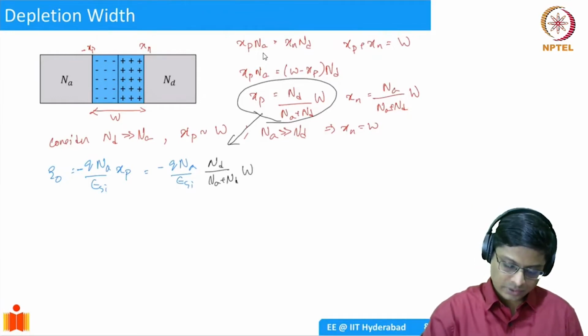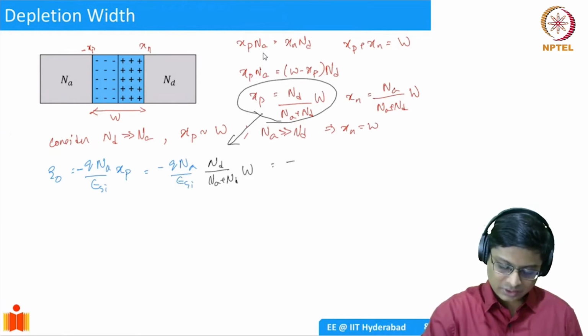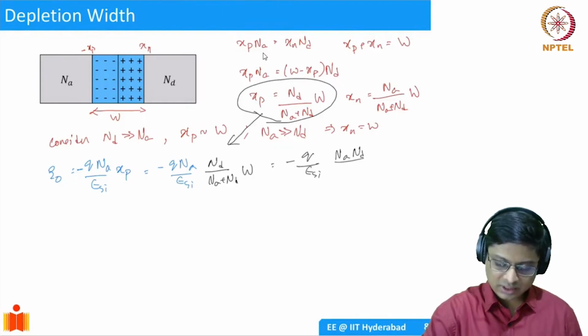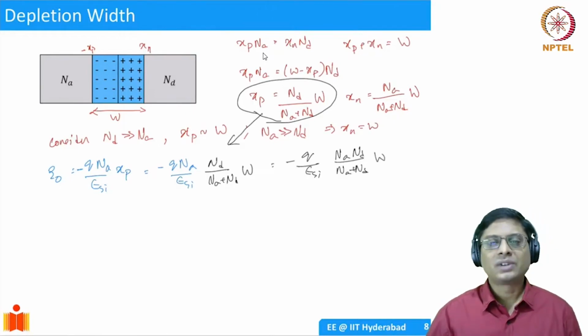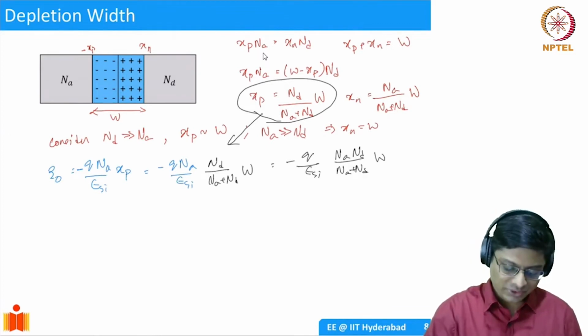Okay, so this is going to turn out to be minus q over epsilon silicon times NA by Na plus Nd times the width of the depletion region. Okay. And once we know the electric field, we said we could also derive the built-in potential, right? Remember what the built-in potential was?